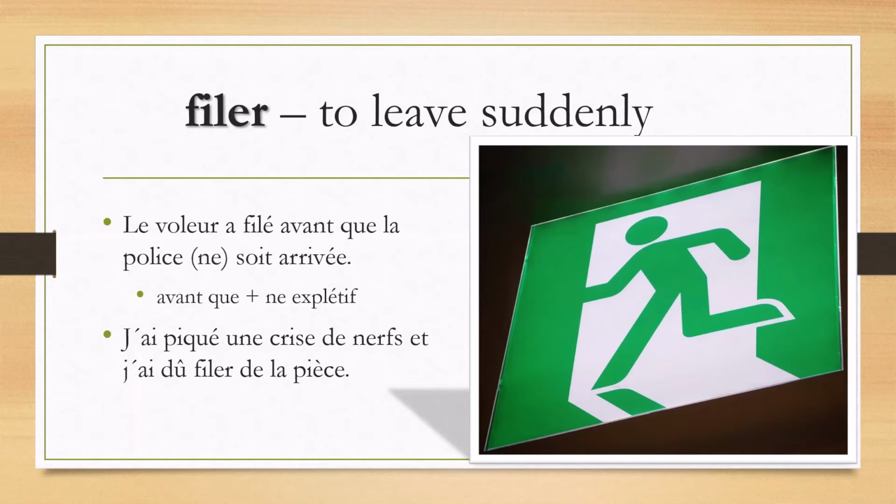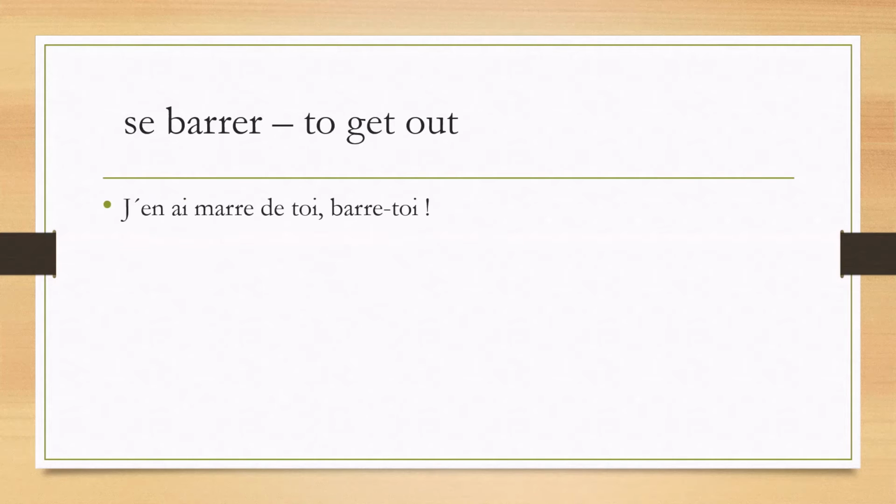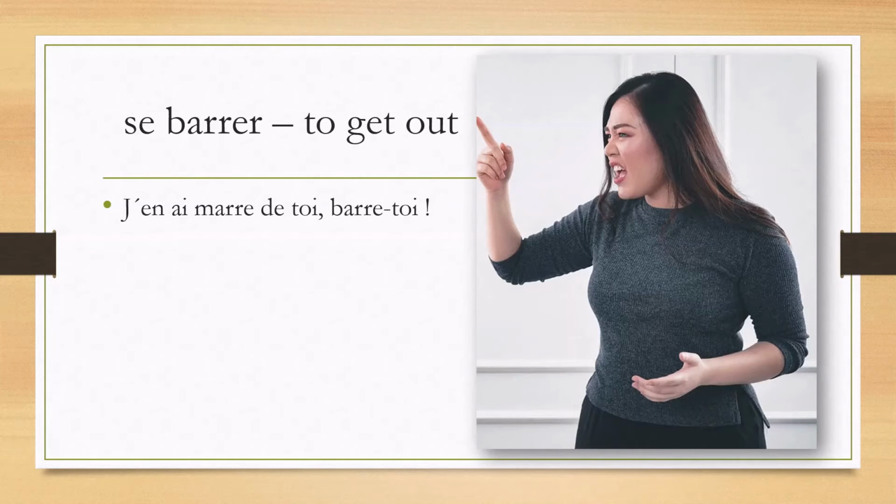Let's look at another expression in the informal register of the French language. This one is a reflexive verb, se barrer. Se barrer can be translated as to get out. An example would be: J'en ai marre de toi, barre-toi. I'm so sick of you, get out.